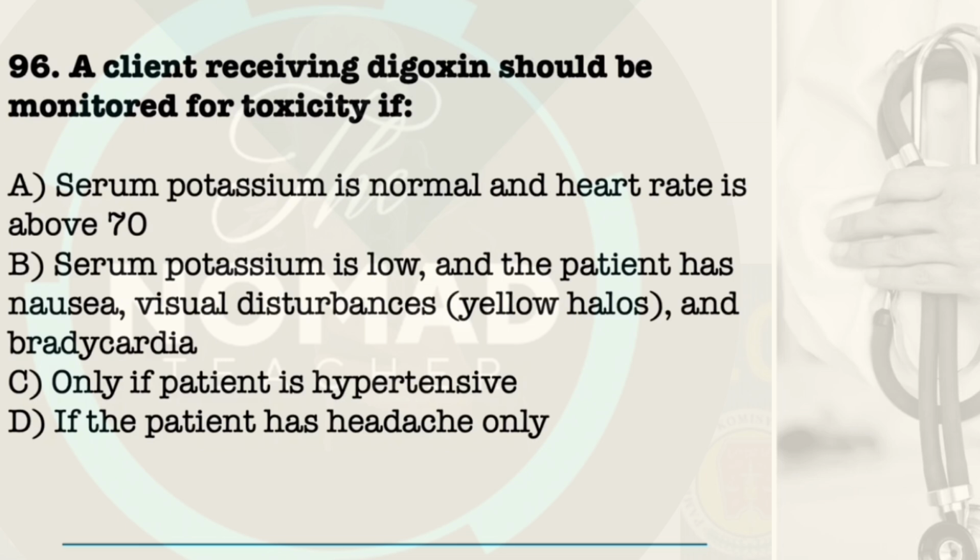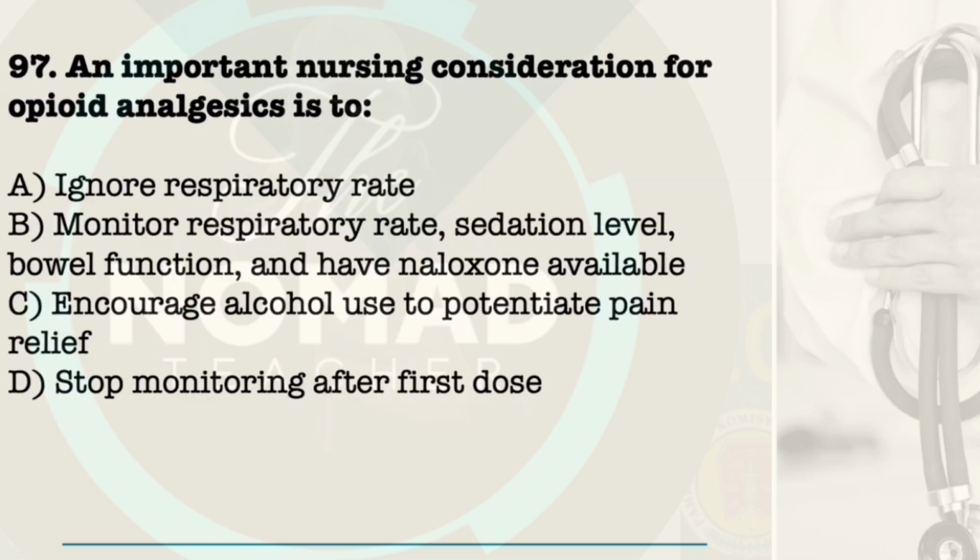96. A client receiving digoxin should be monitored for toxicity if: A. Serum potassium is normal and heart rate is above 70. B. Serum potassium is low and the patient has nausea, visual disturbances, yellow halos, and bradycardia. C. Only if patient is hypertensive. D. If the patient has headache only.